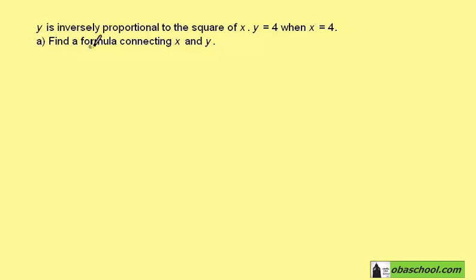y is inversely proportional to the square of x. y is equal to 4 when x is 4. We want to find a formula connecting x and y. Given that y is inversely proportional to the square of x, we can write that y must be equal to some constant divided by x squared.